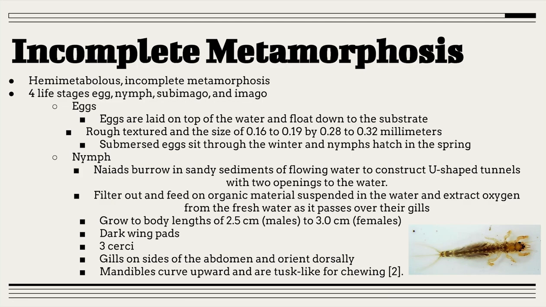They extract oxygen from the fresh water as it passes over their gills. The nymph bodies grow to body lengths of 2.5 centimeters for males, or 3 centimeters for females. Their bodies have dark, prominent wing pads with gills on the sides of the abdomen that orient dorsally. Behind the body are 3 cerci, and eventually 1 will be lost in the final molt. Chewing mouthparts can also be seen as their mandibles curve upward and are tusk-like for chewing.